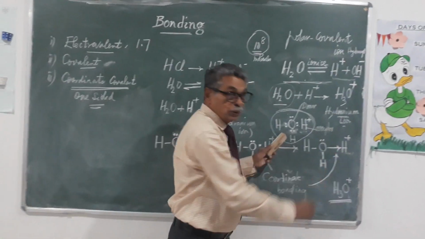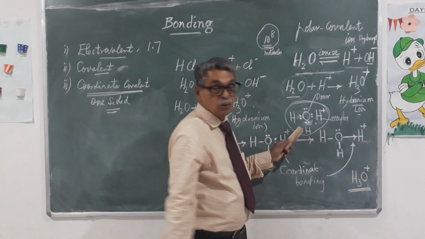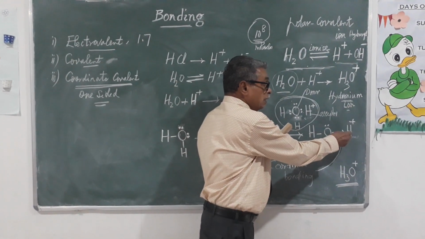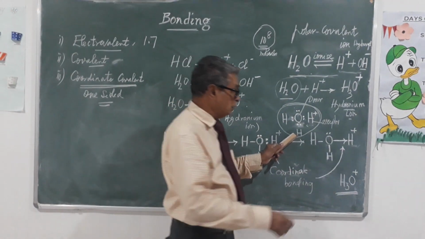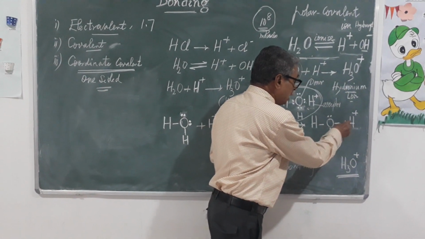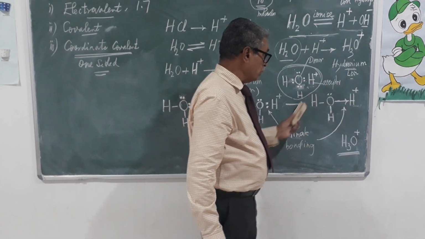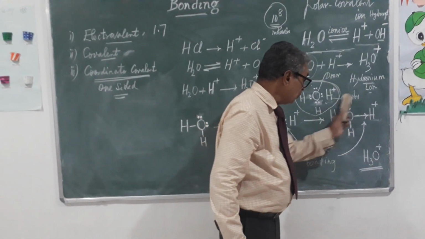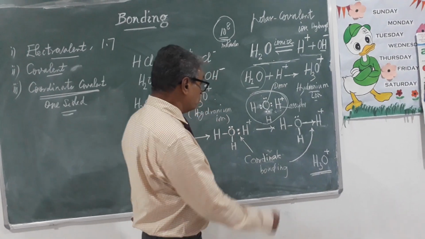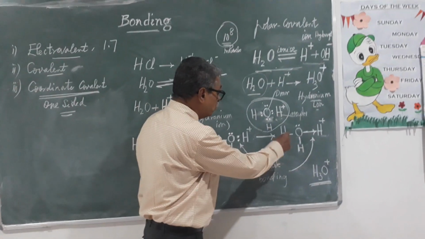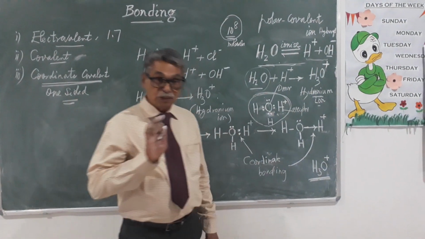Coordinate bonding is shown with an arrow. The arrow goes towards the acceptor. The arrow faces the acceptor, starting from oxygen. This is called a coordinate bond. The ion formed is called H3O plus, the hydronium ion. The hydronium ion is formed by coordinate bonding. Hope you are able to understand.